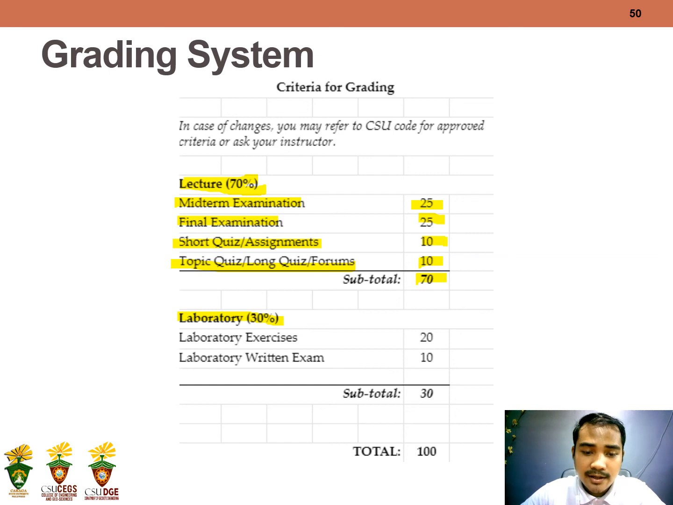And for laboratory, we have laboratory exercise outputs, the required worksheets, lab reports, and other necessary requirements for complying with the laboratory exercise. Next is the laboratory written exam. There will be no practical exam, and no laboratory quizzes. So laboratory exercises consist of 20%, and laboratory written exam is 10%, consisting of 30%. So 70 plus 30, we have a total of 100%.